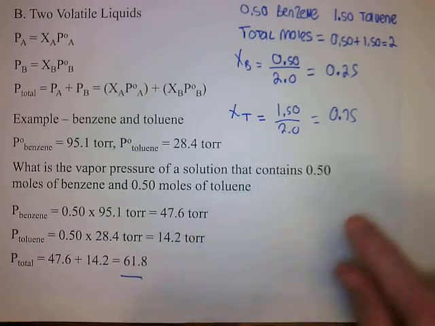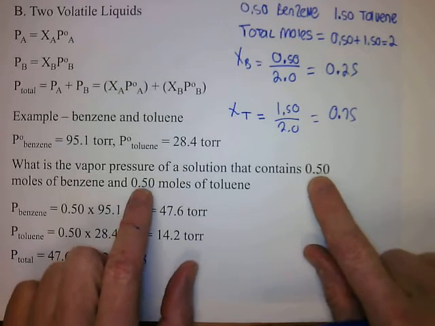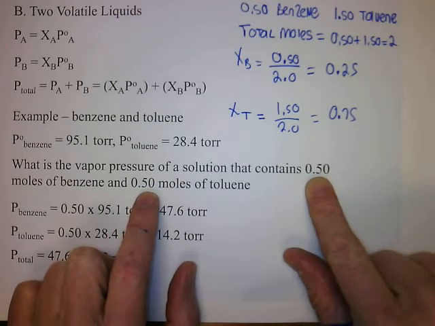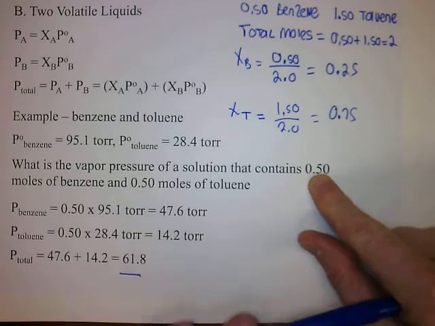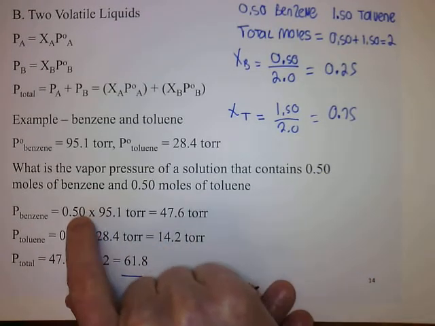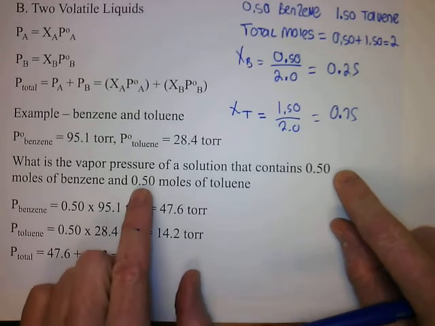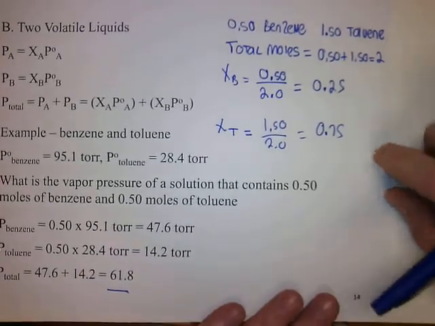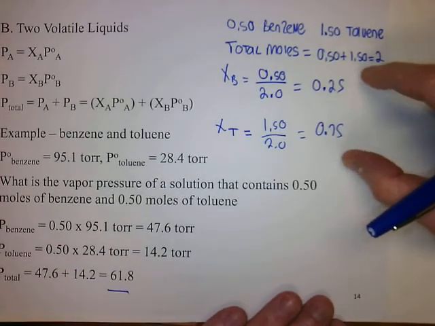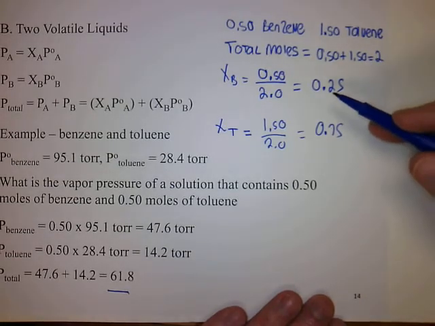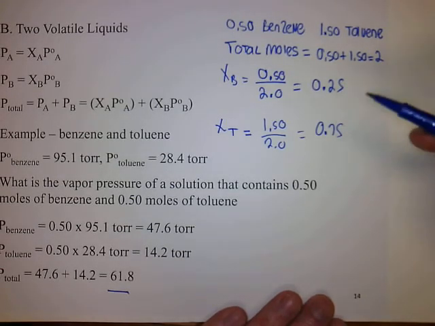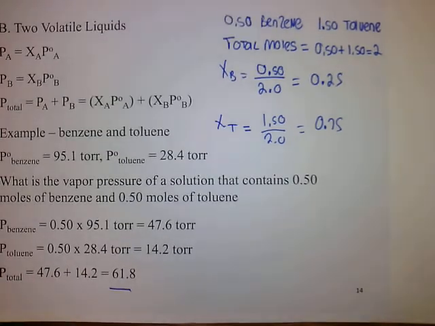Just don't want you to get lulled into a false sense of security and think that the number of moles is what you use here. It's not, it's the mole fraction. This was just a convenient example. But note that the sum of your mole fractions should always add to 1. 0.25 and 0.75 add to 1. All right, we'll stop here. This is the end of part 2.